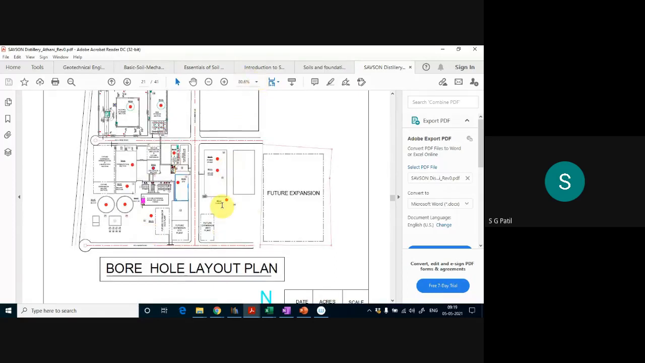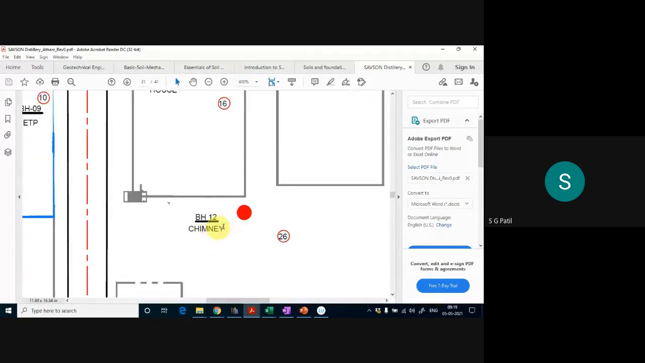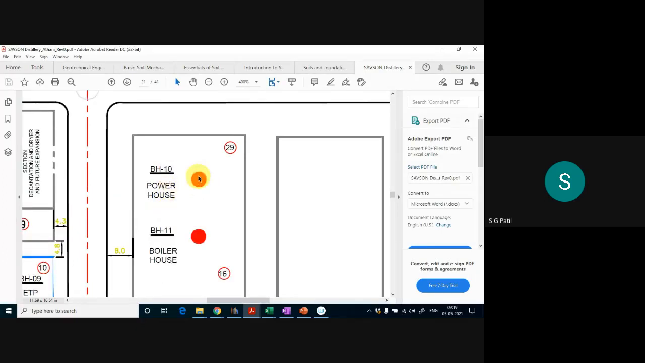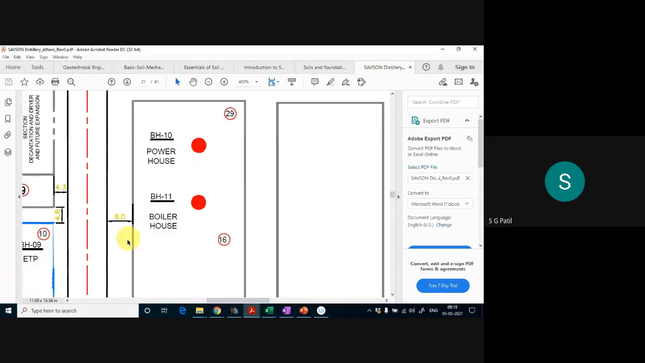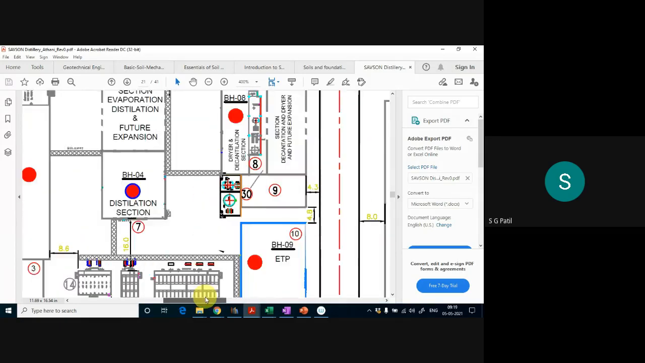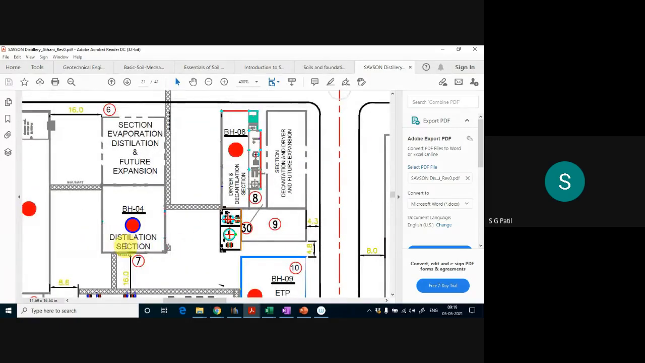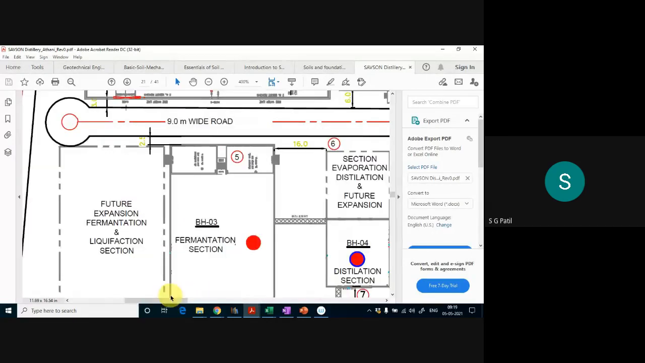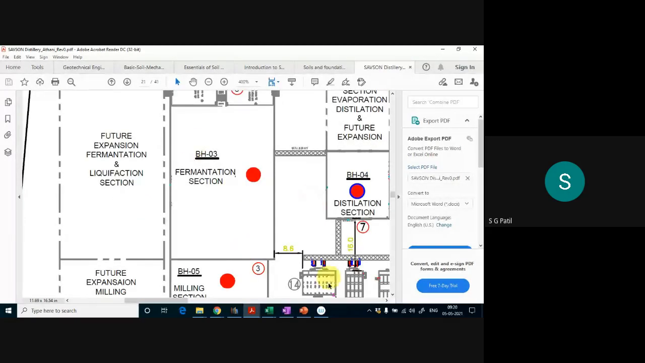Suppose if I want to zoom it, see, this borehole number 12 is near the chimney. And borehole number 11 is near the boiler house, and borehole number 10 is near the powerhouse. Borehole number 4 is near the distillation section, and borehole number 8 is here, some part of the structure, and borehole number 3 is the fermentation section. Okay, so these are the different parts of the factory, and in these locations we have drilled boreholes.